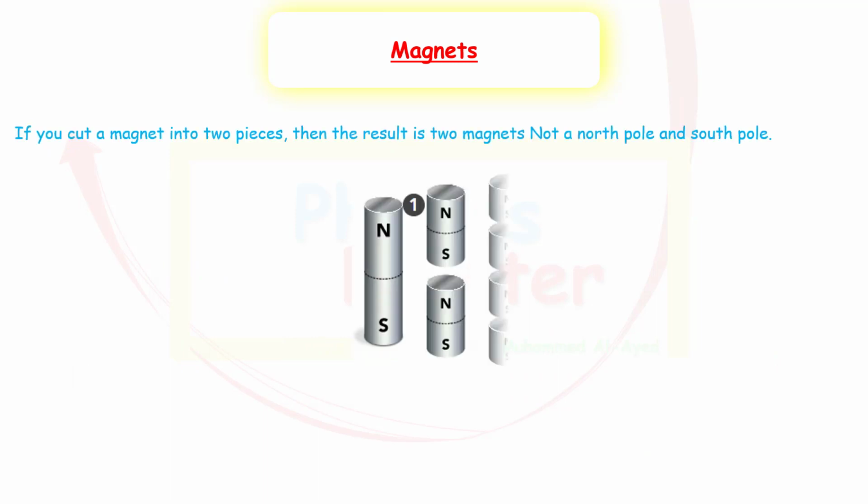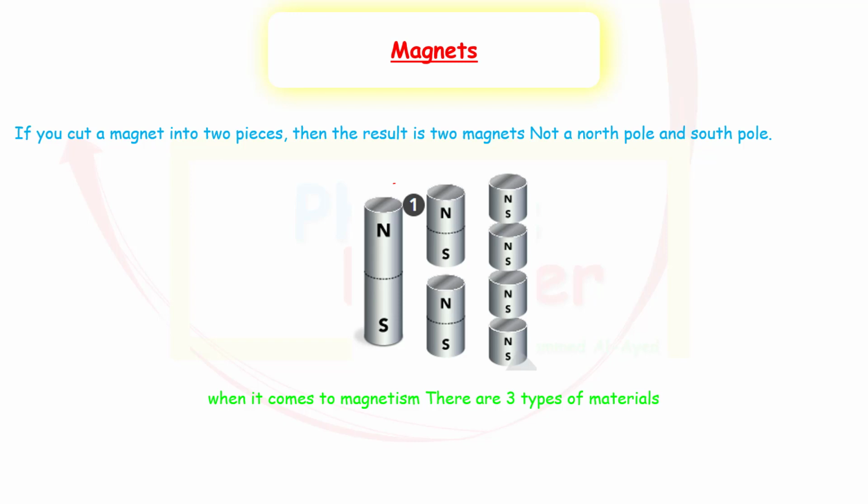Now, what's nice about magnets: if you cut a magnet in half, say, let's look at this magnet, if I cut it in half, I won't have a north pole and a south pole separated. I will get two new magnets, each magnet with a north pole and a south pole. And if I divide it again, the same will happen again.